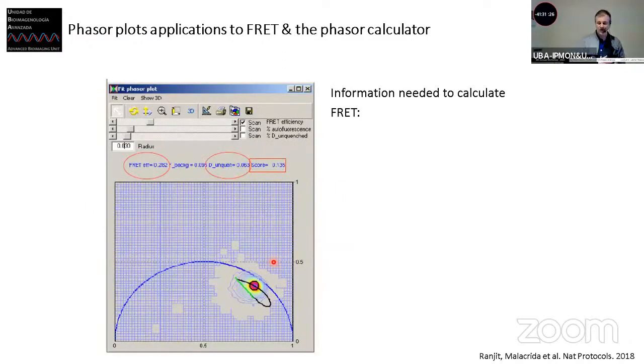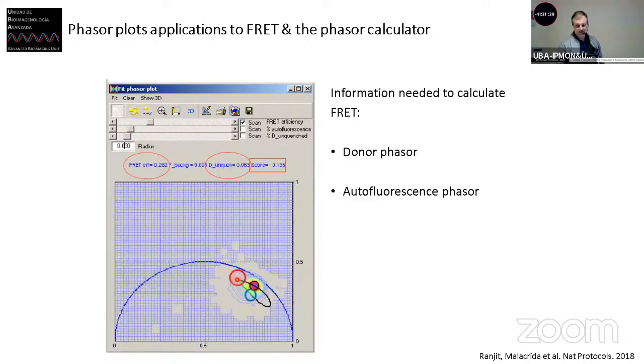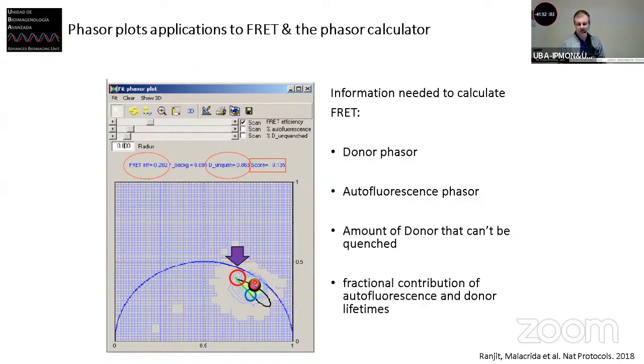So with the SimFCS software, which is the software that Enrico developed for all of us, we can measure the quantum efficiency just by dragging these bars here and setting up the donor, setting up the autofluorescent, setting up the amount of donor that can be quenched, which is this black here, and this will tell you, okay, with this condition, you have 0.2082 FRET efficiency in this cloud of data from your cell. So it's really, really easy and powerful.